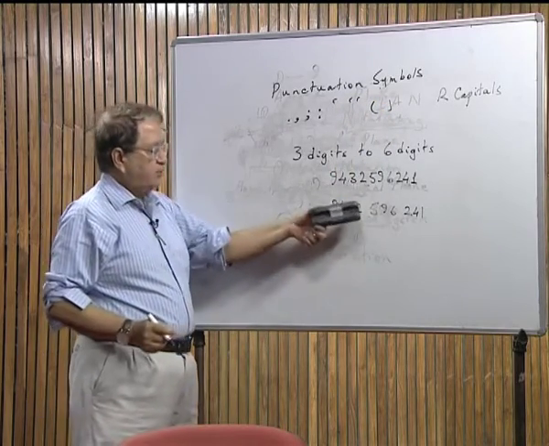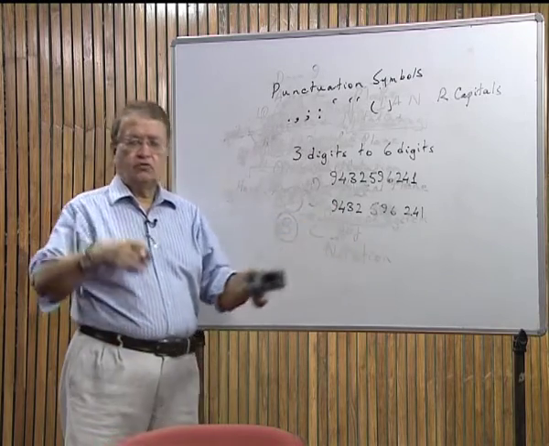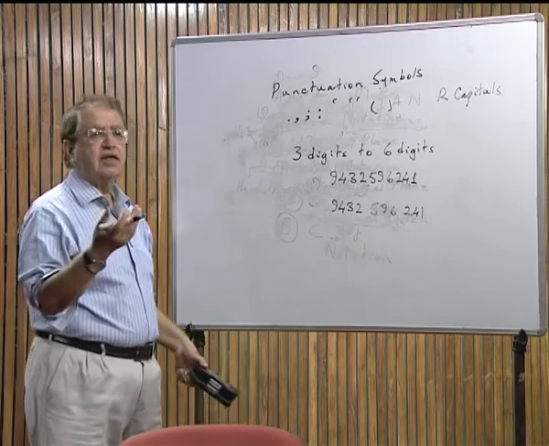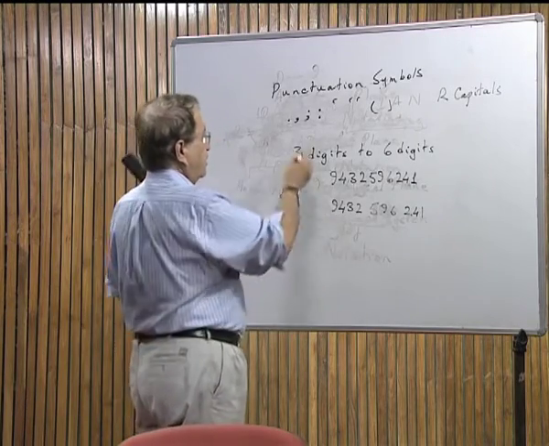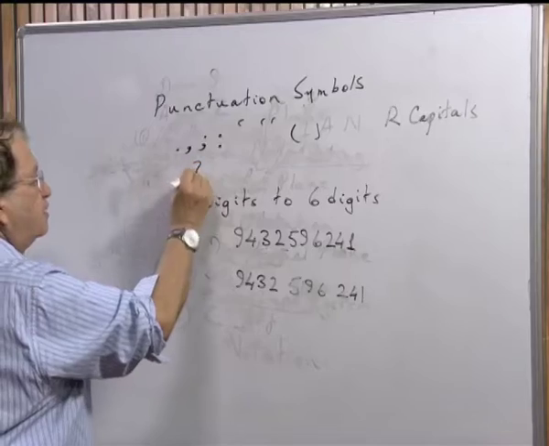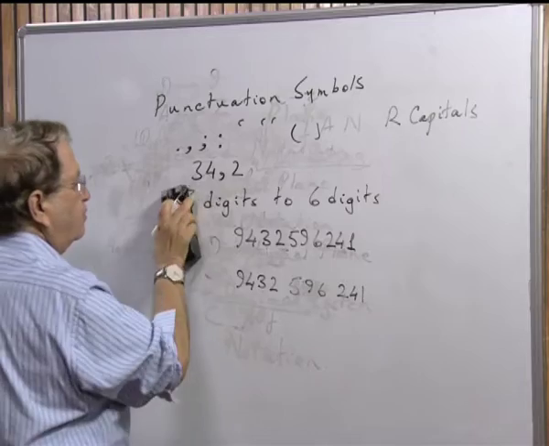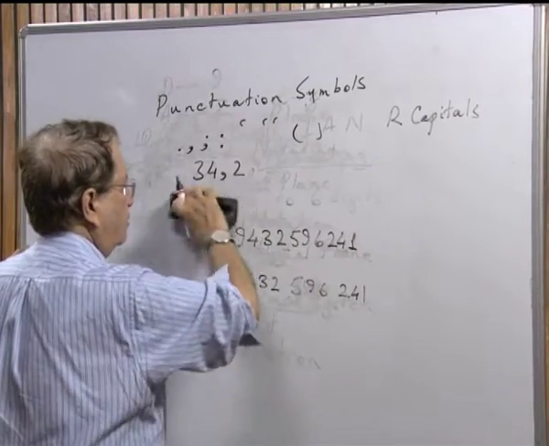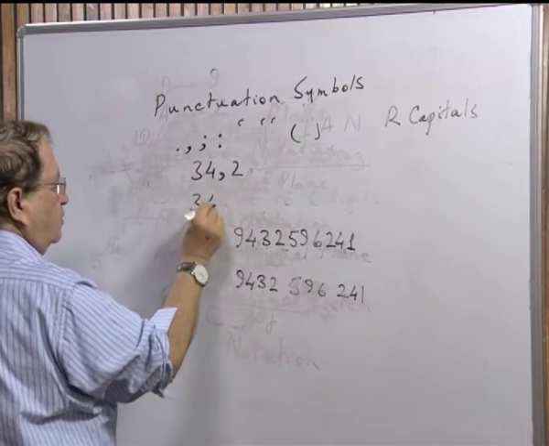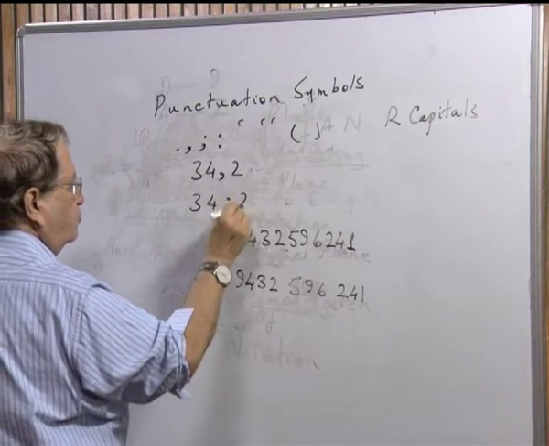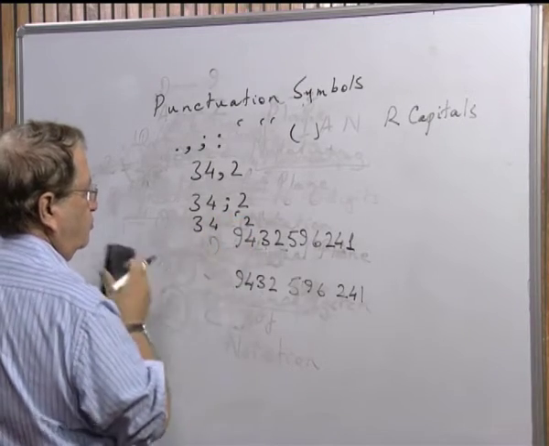So, these symbols are being used in between these numbers, so that it becomes more easily transcribable and more easily rememberable. But the problem is that if you have, let us say, 3 4 comma 2, and you have 3 4 semicolon 2, and you have 3 4 inverted comma 2.